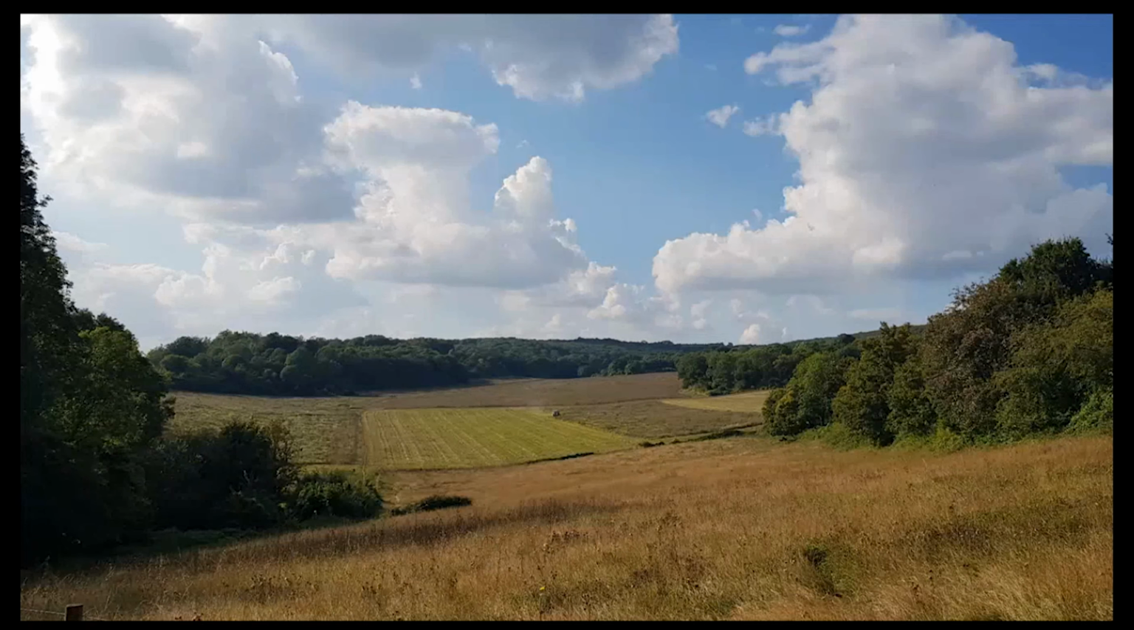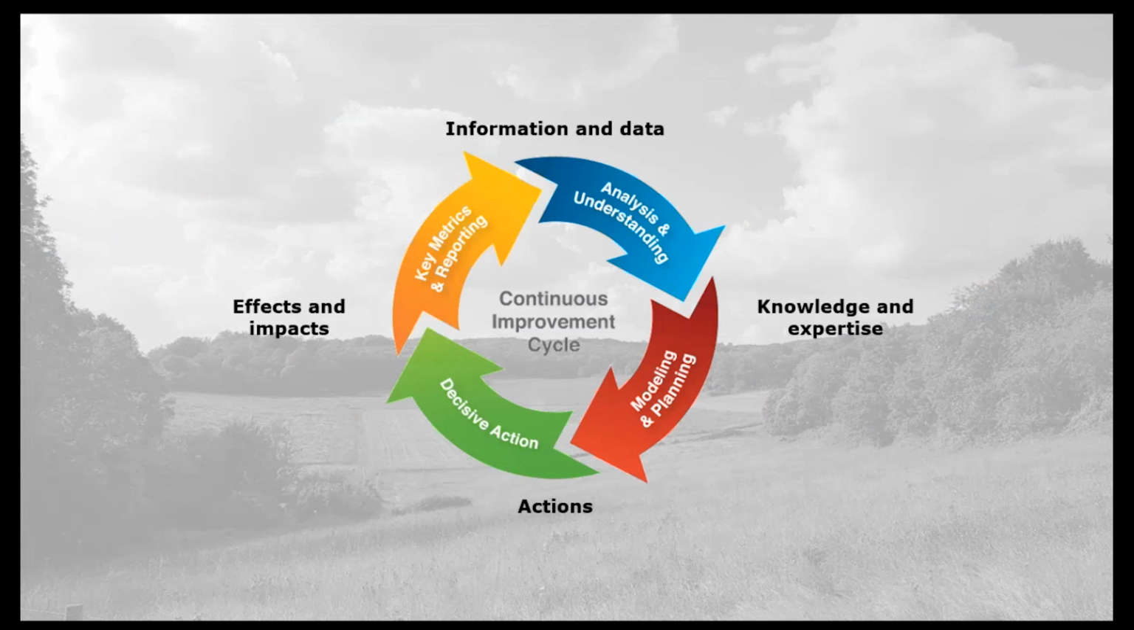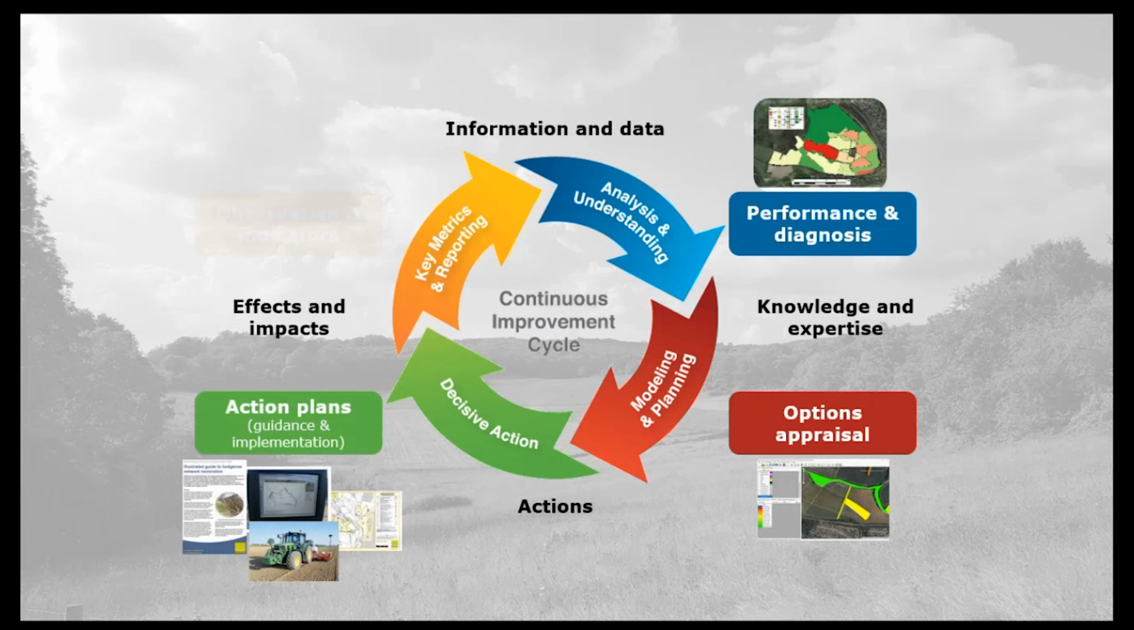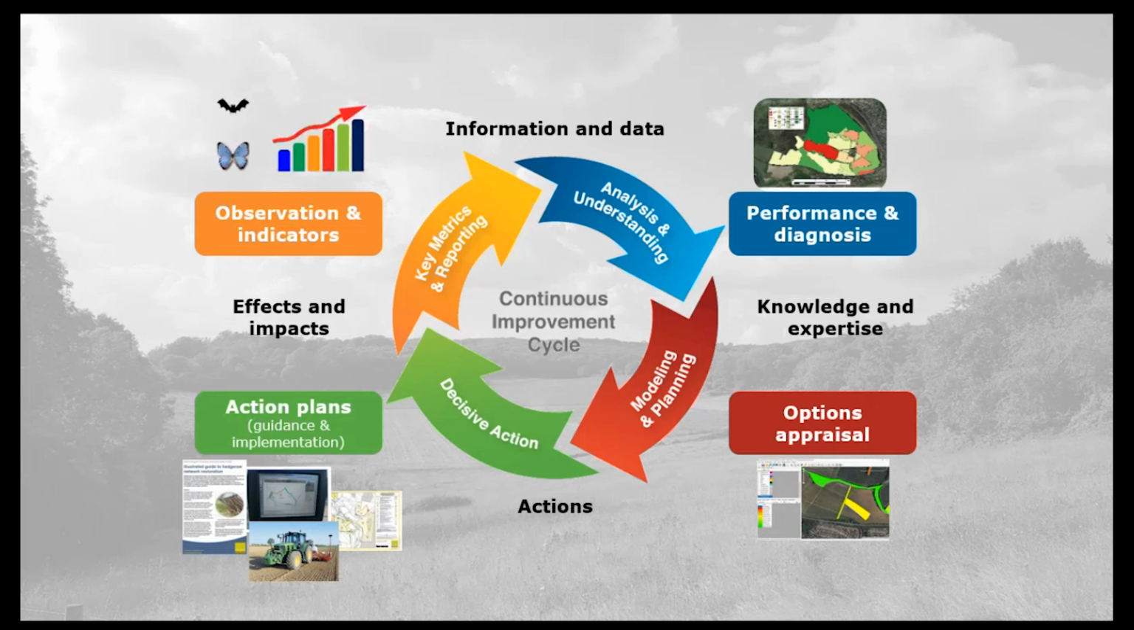So we're going to start off here. This is an agricultural landscape, as you can see. This is a farm that's just down in Kent, just southeast of London, Ranscombe Farm. And the FEAST software operates on a process on which many environmental management decisions are based, this sort of cycle of continuous improvement, effects and impacts. And we can overlay on that various management processes. So we've got performance and diagnosis, options appraisal, action plans, and observation and indicators.